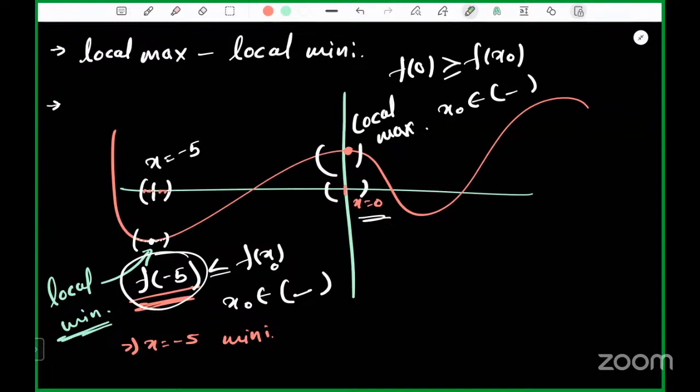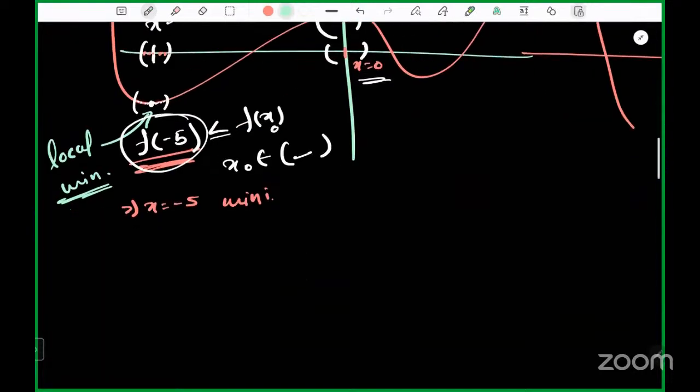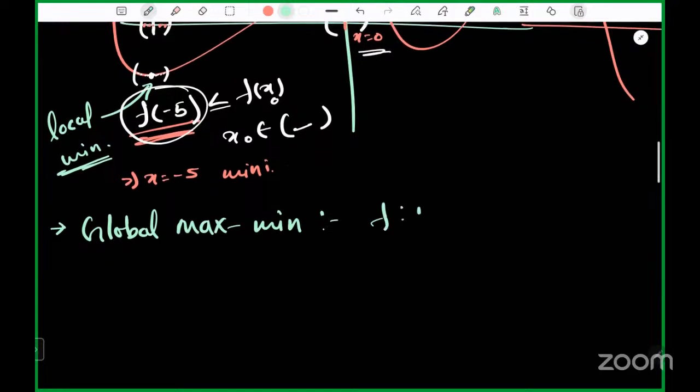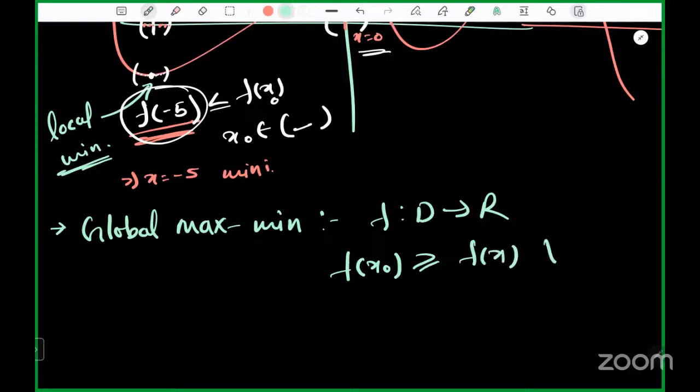So there is one another term which is global maxima or global minima. What we'll do, we'll consider all values of the function. Among all values of the function, these are all local maxima and local minima. What is a global maxima or global minima? Suppose you have a function f from some domain to some other range, right? Whatever the domain and codomain you have, if the value of f of x naught is greater than or equal to f of x for all x belongs to the domain.